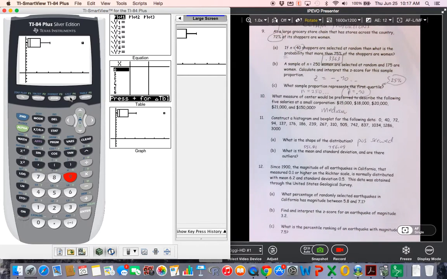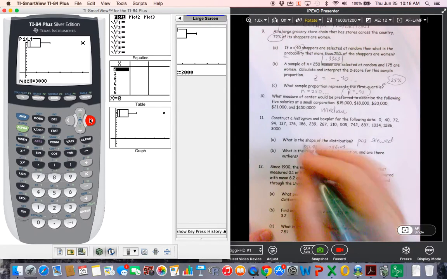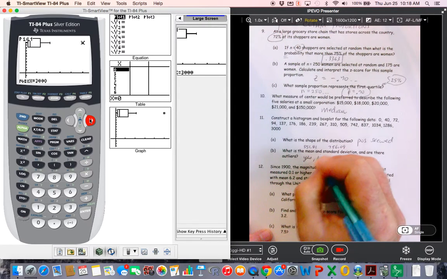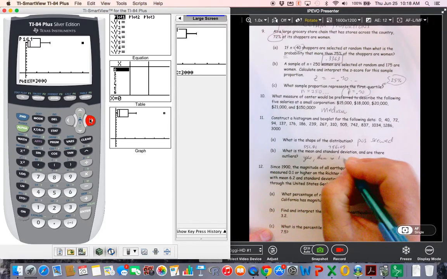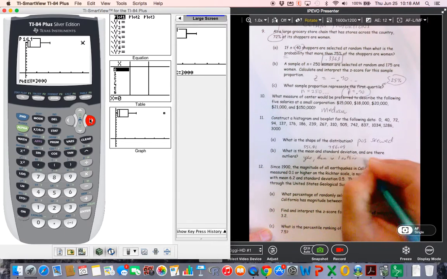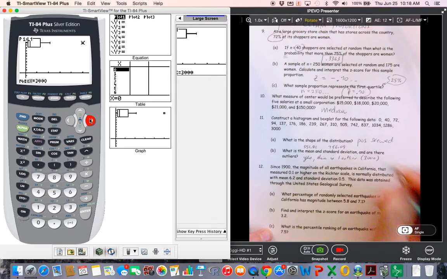If you go up here and do trace, what happens is kind of cool. Hit your right arrow, it'll run through and show you the first quartile. It'll tell you the value of the median. It'll tell you Q3. It'll tell you the biggest number in the data set that's not yet an outlier because it's still attached to the main frame of the box plot. And then we'll come on up to this one, which is 3,000. So are there outliers? Yes. There is one outlier, and its value is 3,000.